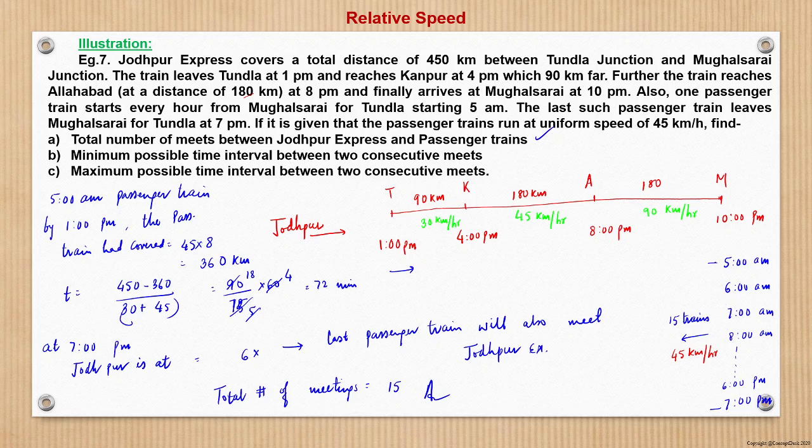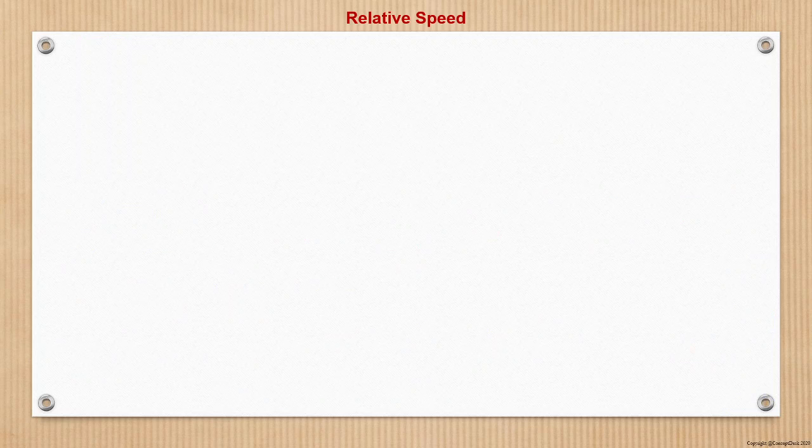Now, the minimum possible time interval between two meets and the maximum possible time interval between two meets. So for this, conceptually, what is the time interval between two meets? We will see that on the next slide. So let us see here. Time between meets is nothing but relative distance upon relative speed, right? This we can say.